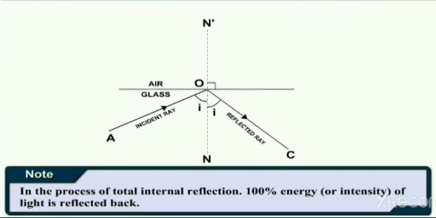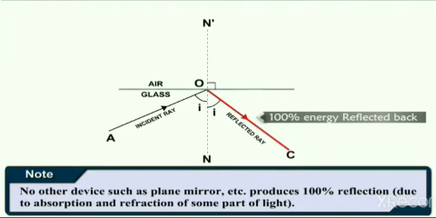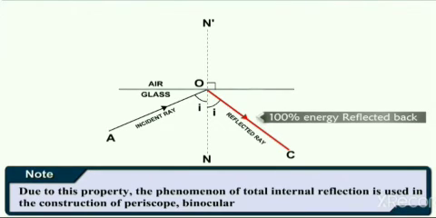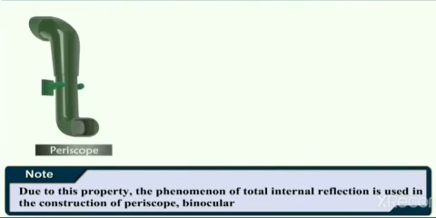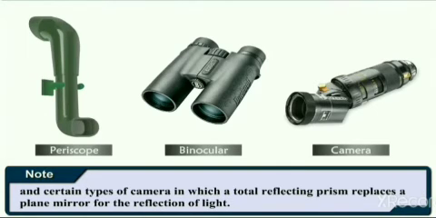Note: in the process of total internal reflection, 100% of the energy or intensity of light is reflected back. No other device, such as a plane mirror, produces 100% reflection, due to absorption and refraction of some part of the light. Due to this property, total internal reflection is used in the construction of periscopes, binoculars, and certain types of cameras, in which a total reflecting prism replaces a plane mirror for the reflection of light.